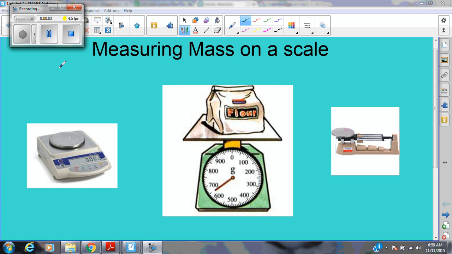Measuring mass on a scale. We all know that the tool used to measure mass or weight is a scale. Looking at some different scales that we've used here, we've looked at this one inside of the classroom. It uses sliding weights to balance whatever you put on it, and then it tells you how much it weighs. So we practiced with that a little bit in class.